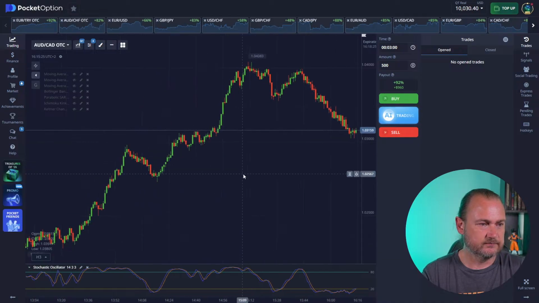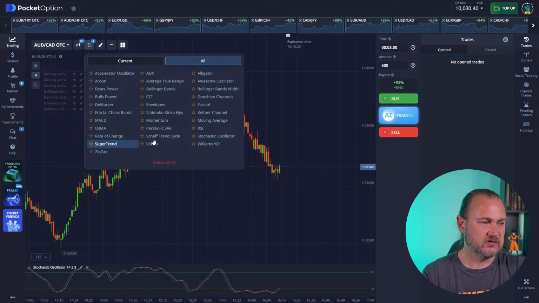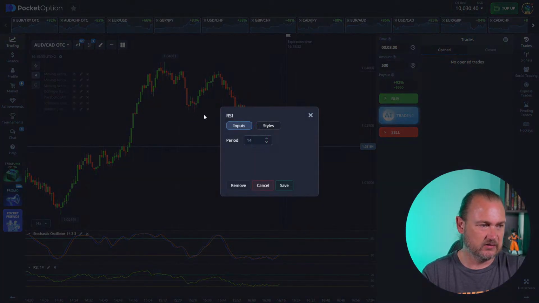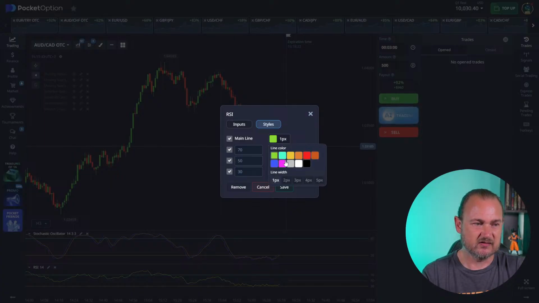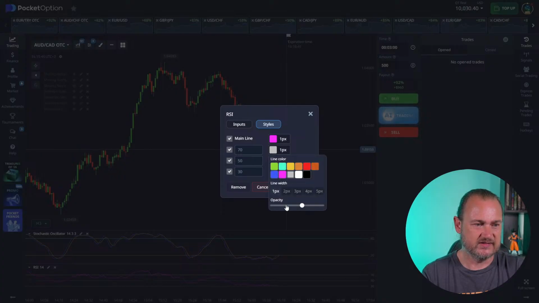Let's get rid of that. Okay, so we used the stochastic as an example now. Like I mentioned earlier, you can use basically anything. Let me just change the style. I'm not going to change the actual values. I just want to make this a little bit easier to see.